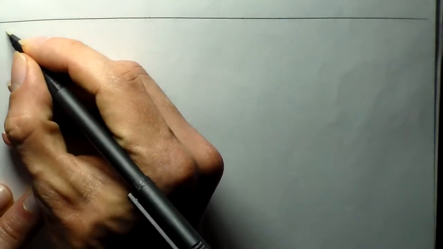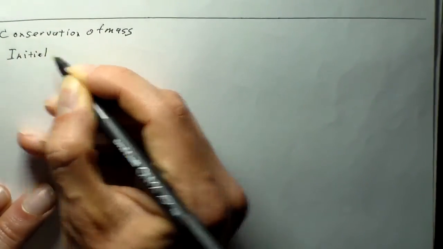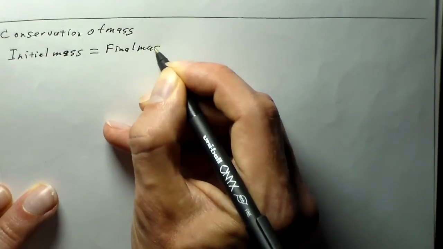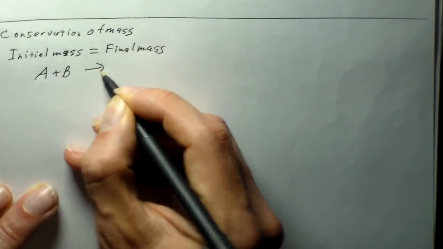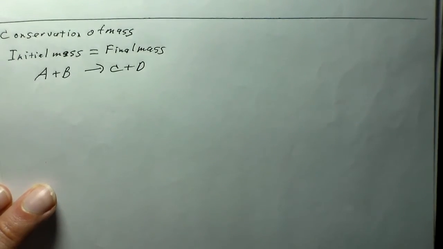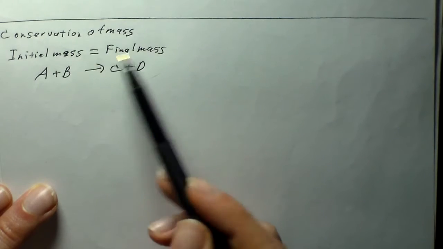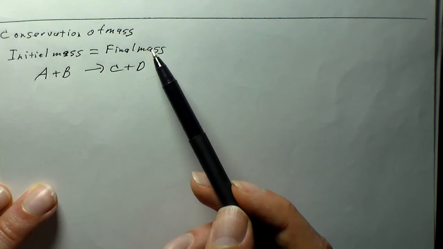First up, we'll look at conservation of mass, and what does this actually imply? Basically, it means that our initial mass is going to be equal to our final mass. Meaning that if I have some reaction, A plus B going to C plus D or whatever, the mass of these reactants is going to be equal to the mass of my products.